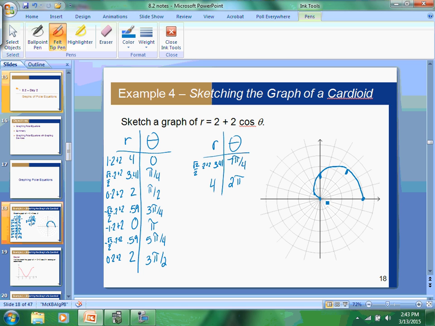And you're thinking, gosh, Mrs. Miller, you said this is supposed to be a heart. It's called a cardioid. It's supposed to be a heart. I don't see it. We'll see it as we complete the rest of it.